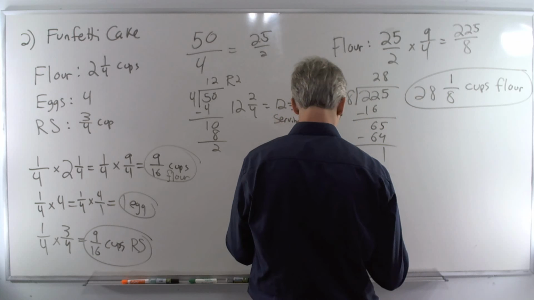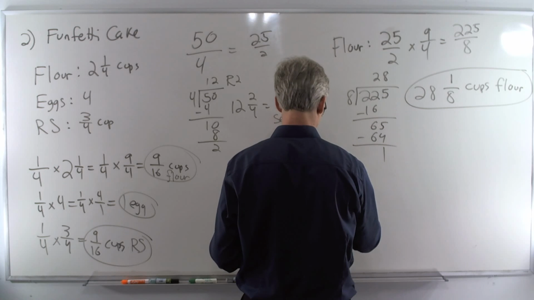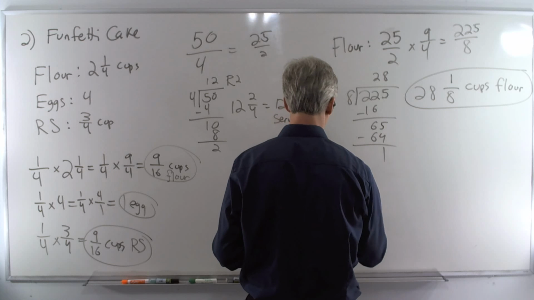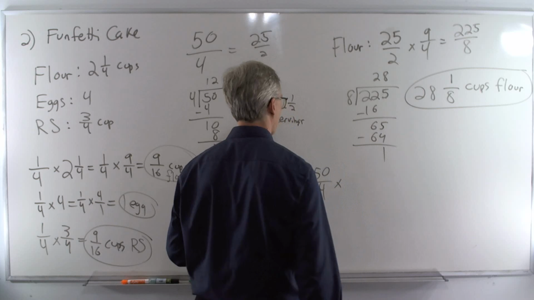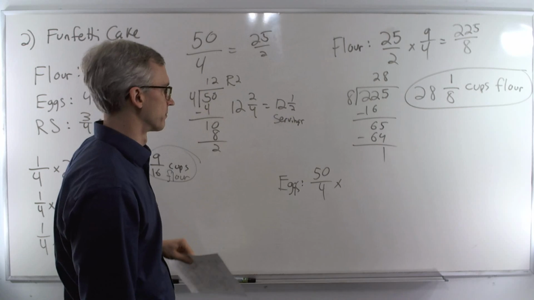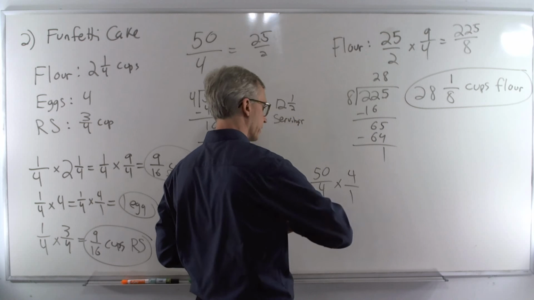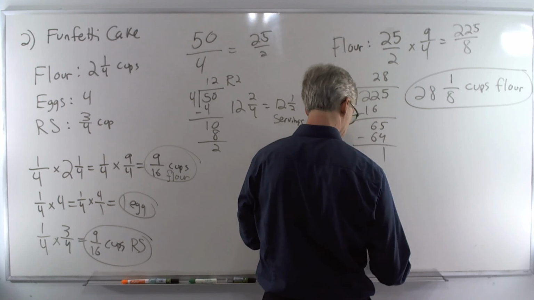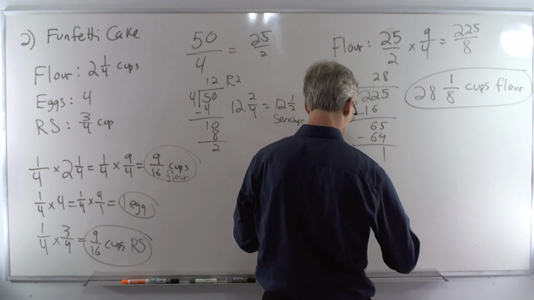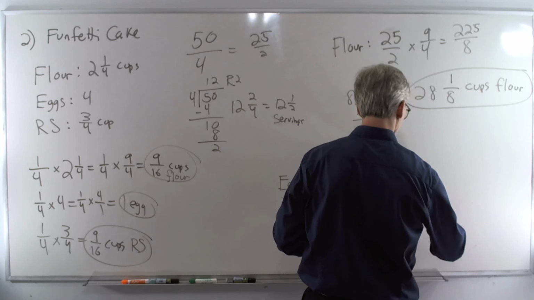Next up, eggs. I'm going to use the original 50/4ths instead of the 25 halves here, because we're multiplying by 4 eggs, so that's 4/1, and we get that cancellation there. 4/4, those are gone. So we need 50 eggs.